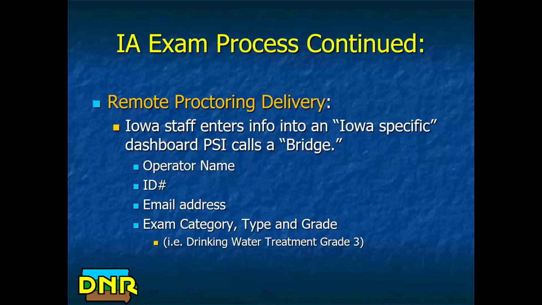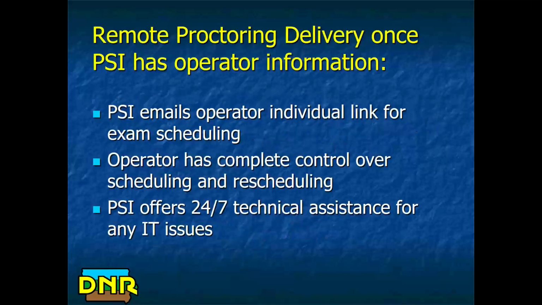And the state of Iowa has a dashboard, or I believe PSI calls it a bridge or bridges, but basically it's a dashboard specifically created for your program by PSI that our staff just has up in a tab. It's always there. And so when they get somebody who wants to take an exam remotely, and they are deemed eligible, we put their operator name, their ID number, their email address, and then the exam category, type, and grade of what they're eligible to take. We put that into the dashboard, and that goes to PSI. And from that point on, PSI takes control.